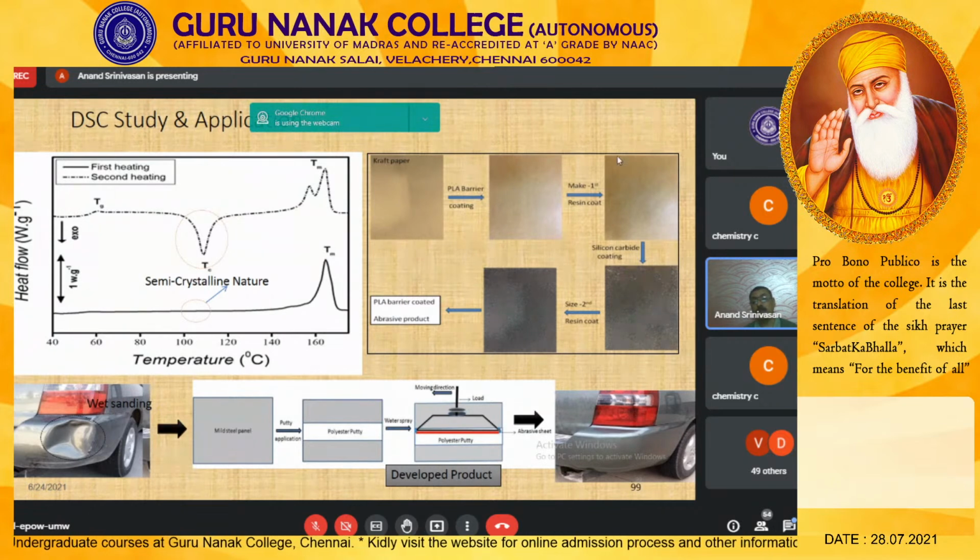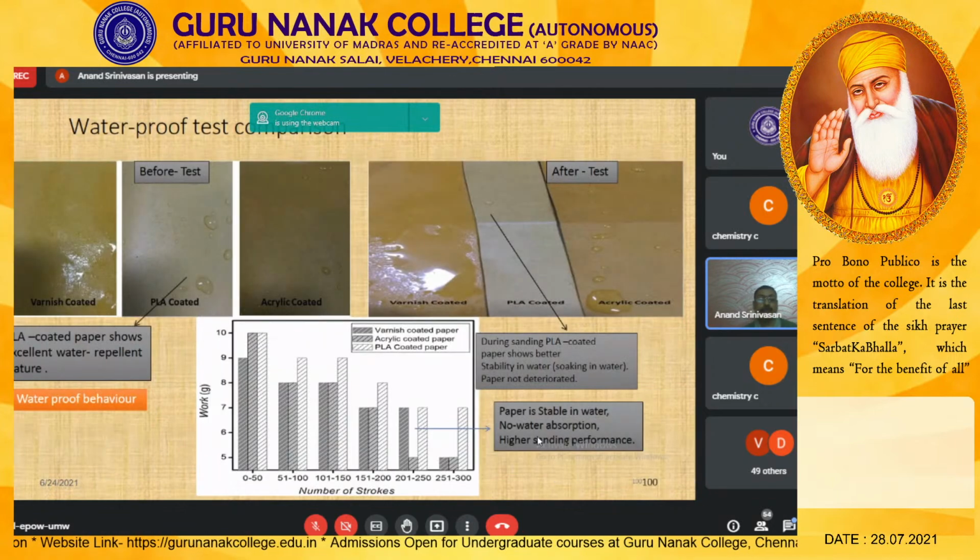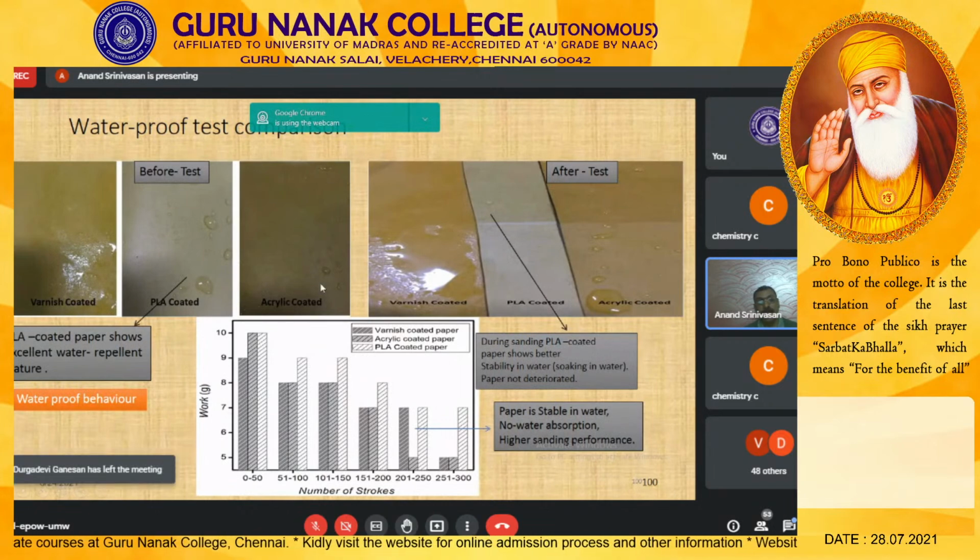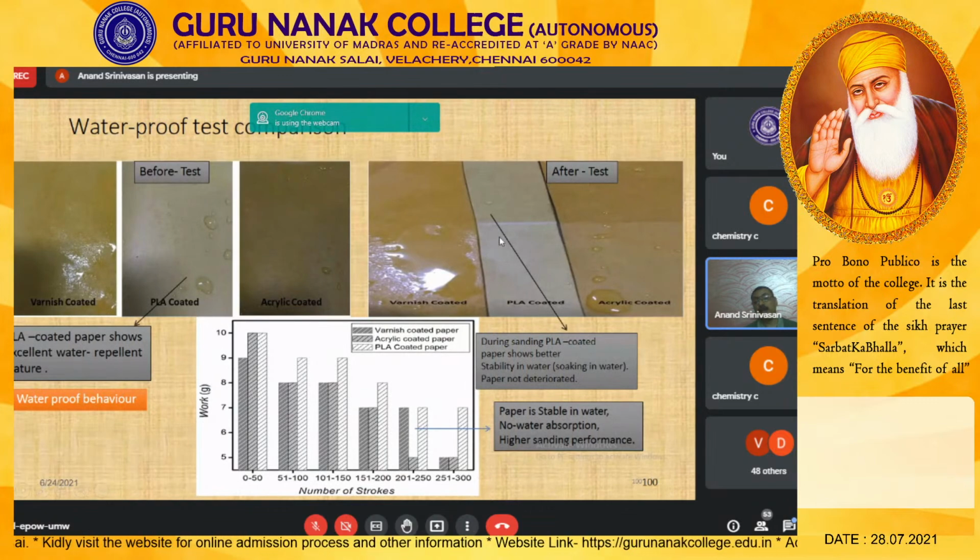So you have a first coat, then on top of which you have a second coat, then you have an abrasive particle, then you have a PLA based barrier abrasive coated material, which is used for this automobile application. And when we see the waterproof behavior, we found the varnish coated ones are not water resistant, so they absorb water. Acrylic coated, again they show water absorption.